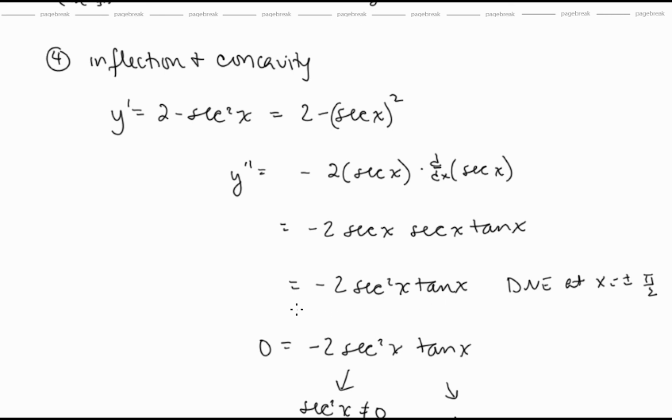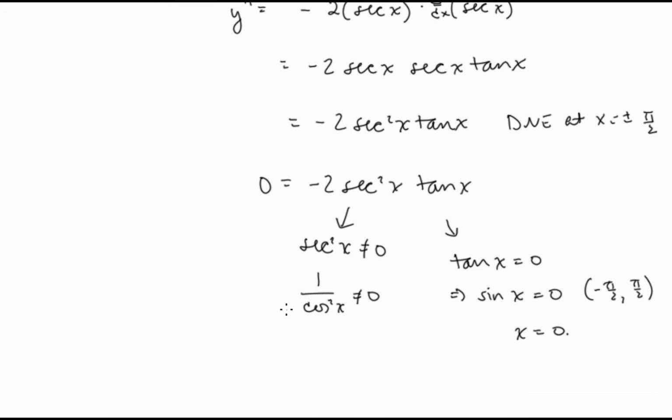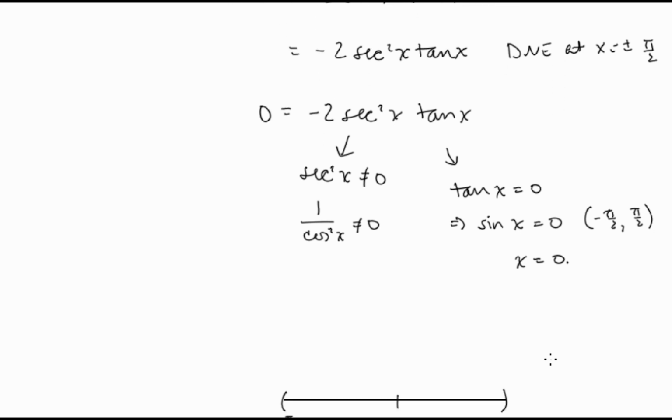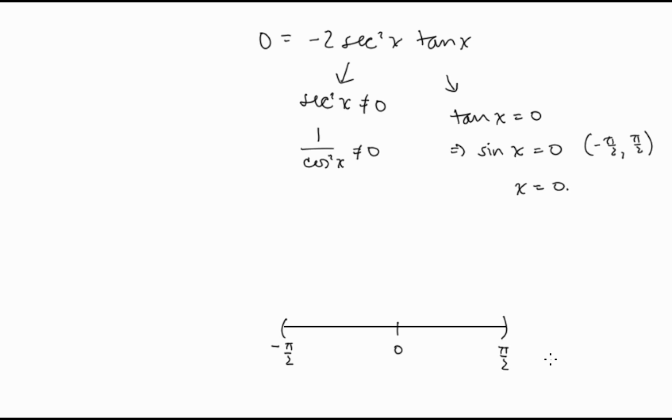And setting this second derivative equal to 0, we realize that we have 2 factors to set equal to 0. We have to set secant squared x equal to 0 and also tan x equal to 0. But notice secant squared x can never equal 0 because this is 1 over cosine squared x. So this fraction can't ever equal 0, which means if we have any solutions, they come from tan x equaling 0. We know this happens when sine x is equal to 0, and in our given interval, that happens at x equals 0. So x equals 0 is going to be what we plot on our number line for y double prime. And so here, we can plug in, for example, x equals negative pi over 4, and here x equals pi over 4.